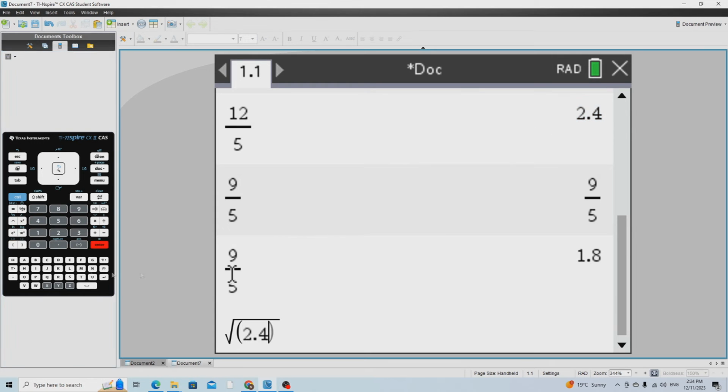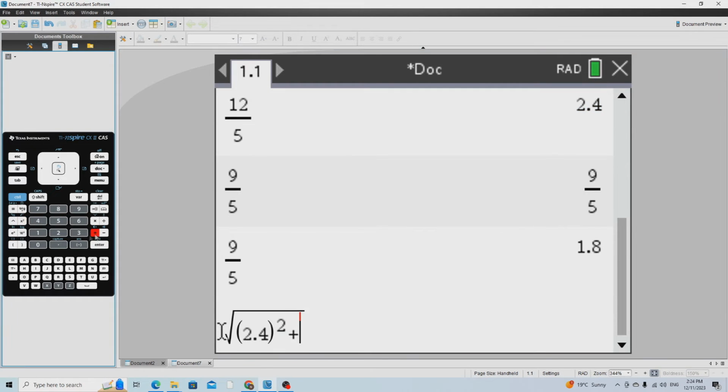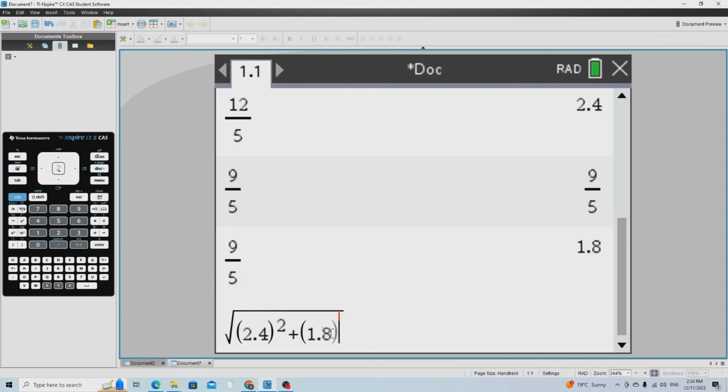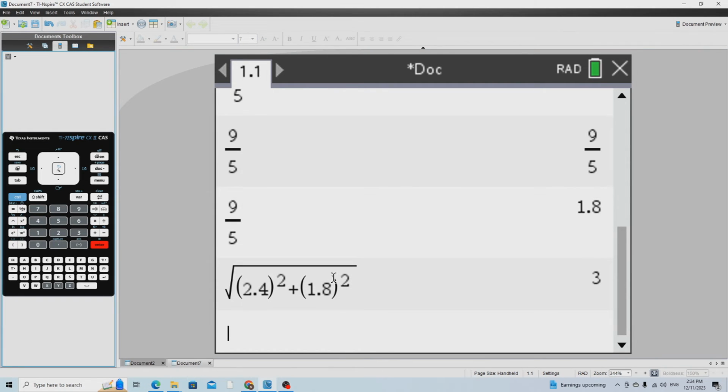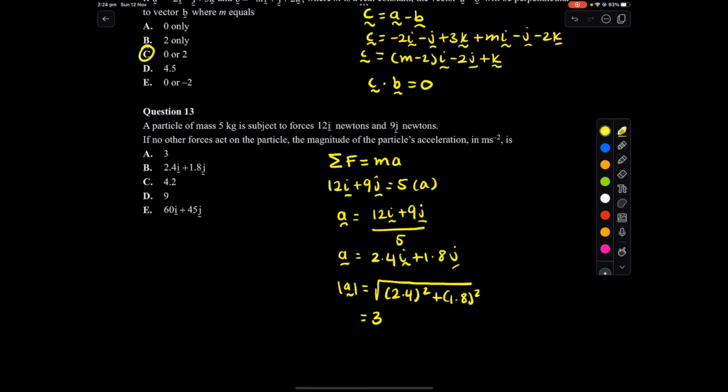This one over here, squared, gives us 3. So that is your acceleration. So choose A.